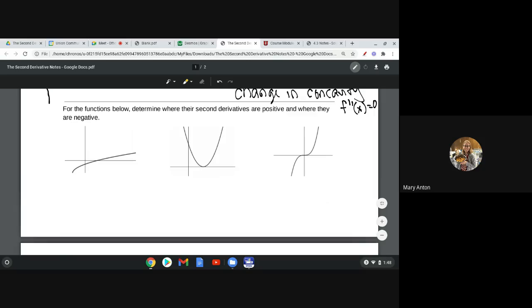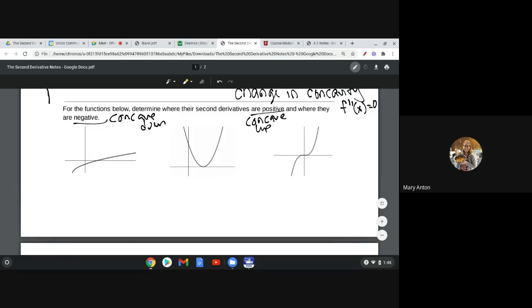Okay, for the functions below, determine where our second derivatives are positive and where they are negative. How do we know where a second derivative is positive, class? Concave up. And how do you know where it's negative? Concave down.